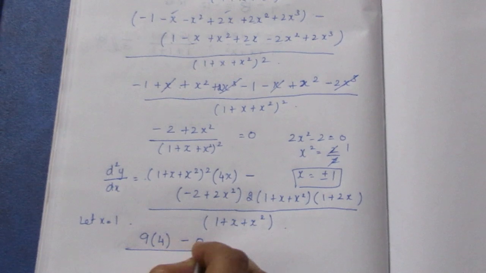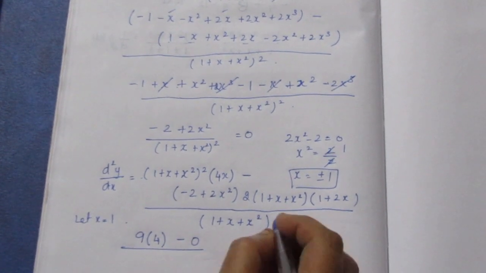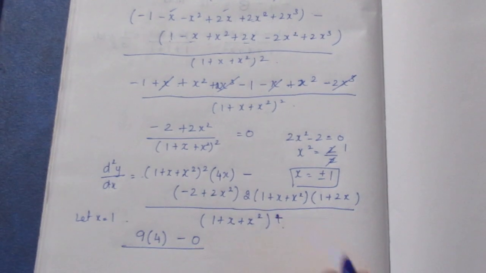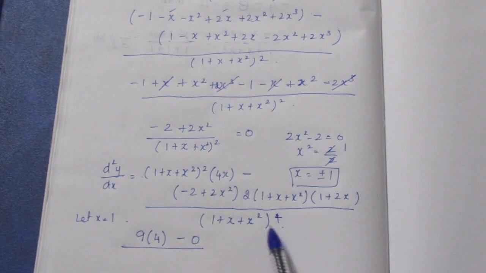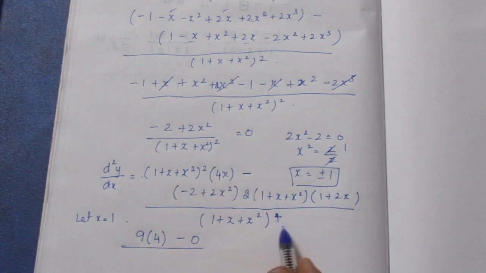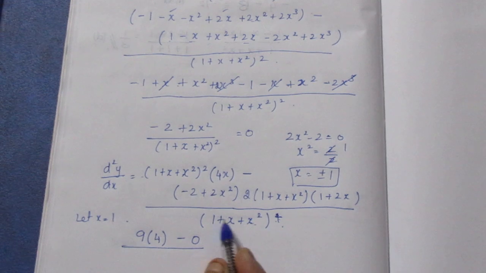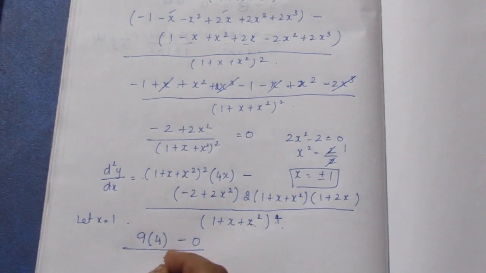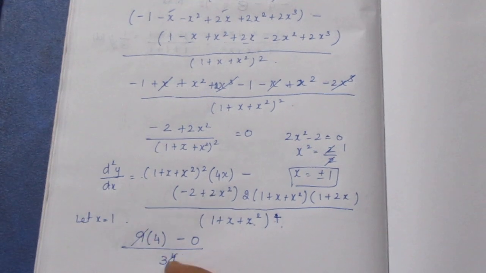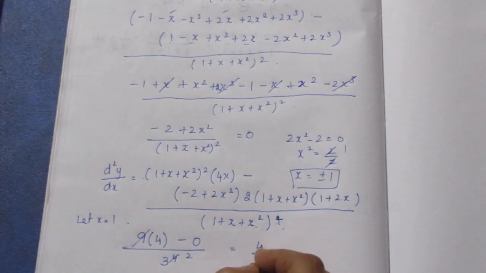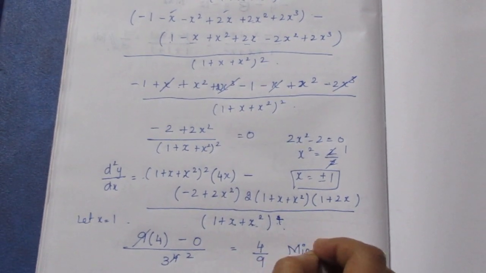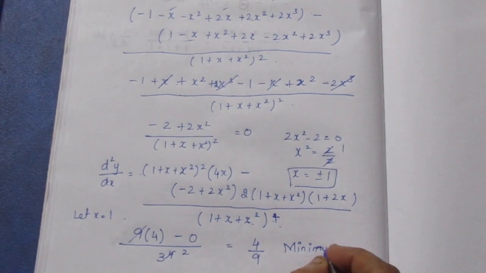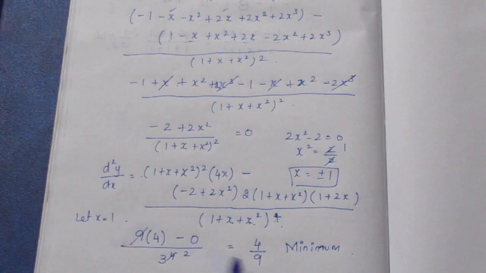So here 1 plus 1 plus 1 is 3, so here it becomes 4, because squaring the denominator, it becomes the whole square. So 2 twos are 4. Now if I substitute the value here, 1 plus 1 plus 1 is 3, again 3 power 4, here 3 square, so this gets cancelled and becomes square. So we have 4 by 9. 4 by 9 is a positive value. Seeing this, we can say this is the minimum. So substituting 1 gives you the minimum, because it is a positive value.